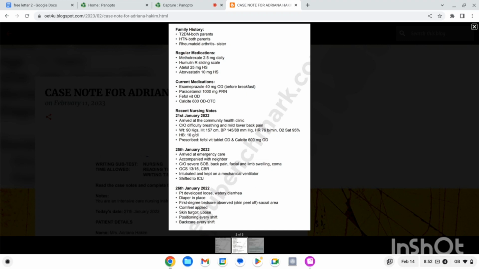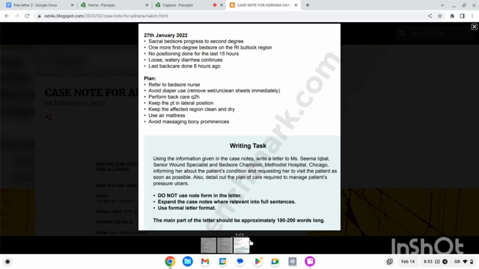Okay, 26th January, patient develops loose watery diarrhea, diaper in place, first degree bed sore observed, skin peeled off, sacral area, Comfeel applied, skin turgor loose. So positioning every shift, back care every shift. Okay, 27th, sacral bed sore progresses to second degree, and one more first degree bed sore on the right buttock region. So no positioning done for the last 15 hours. Loose watery diarrhea continues. Last back care done 8 hours ago.